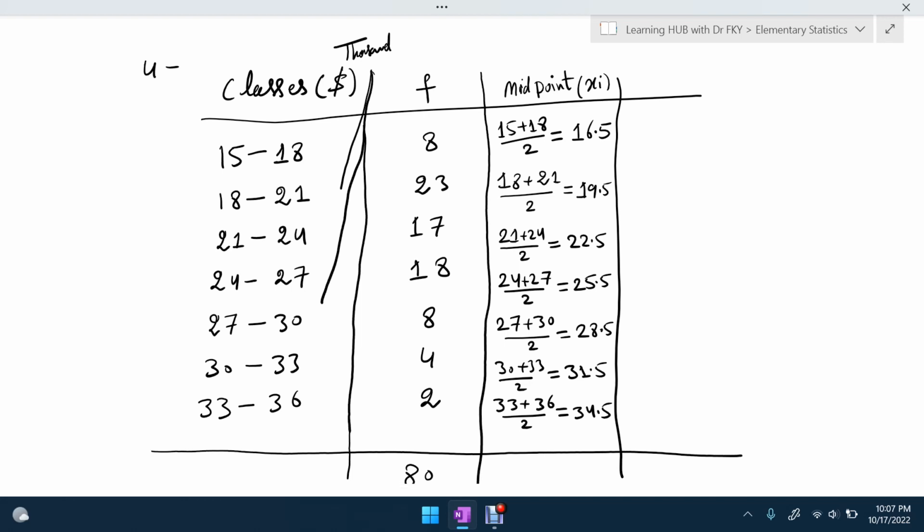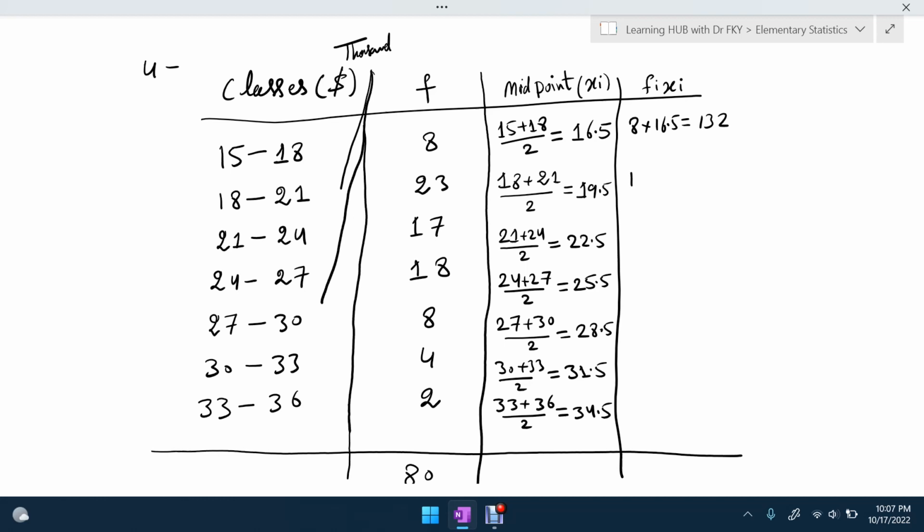Now you need to calculate fi xi. This means that the frequency f1, which is 8, is multiplied by 16.5. Let me just do this. 8 into 16.5 will give you 132.